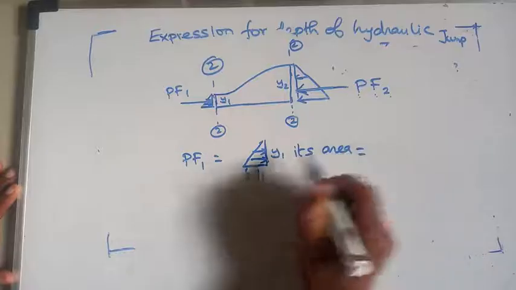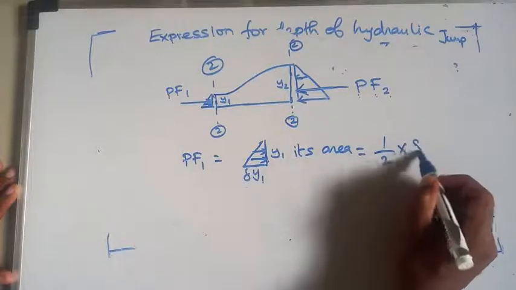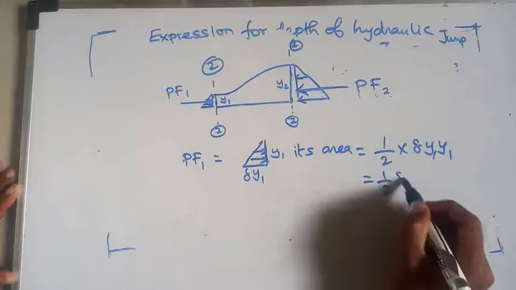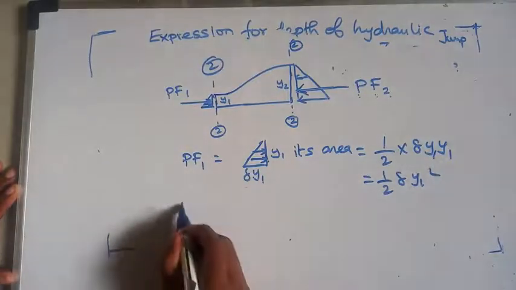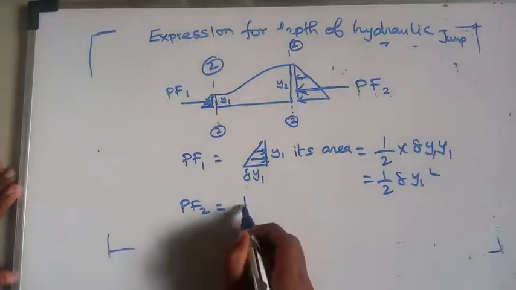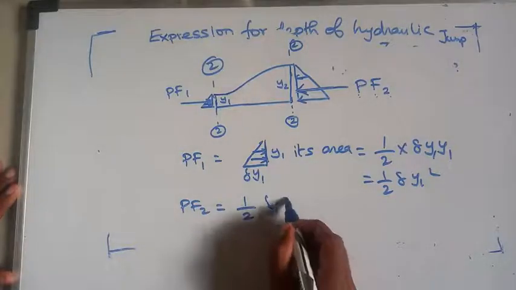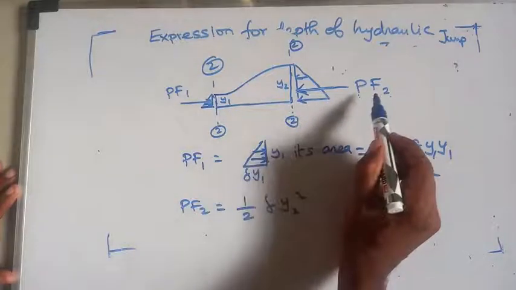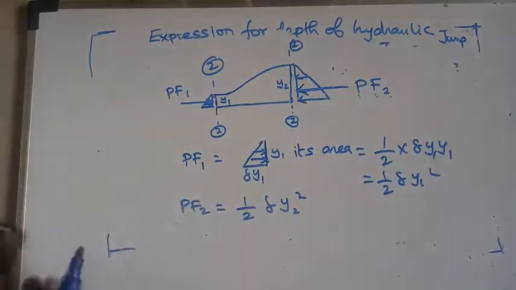Its value will be, it's a triangle shape, half into gamma into y1 into y1. So it will be half into gamma y1 square. Like that, PF2 value will be equal to half into gamma into y2 square. But PF1 acts in the positive x direction, PF2 acts in the negative x direction.